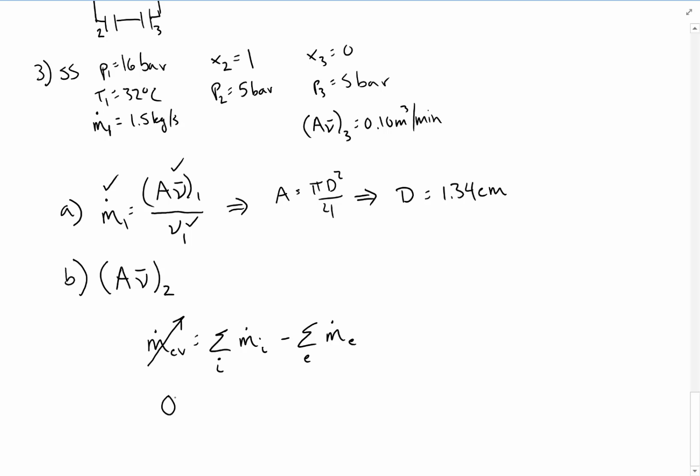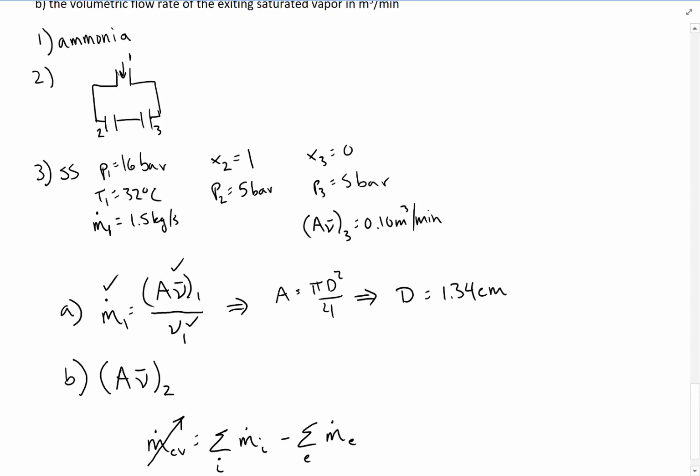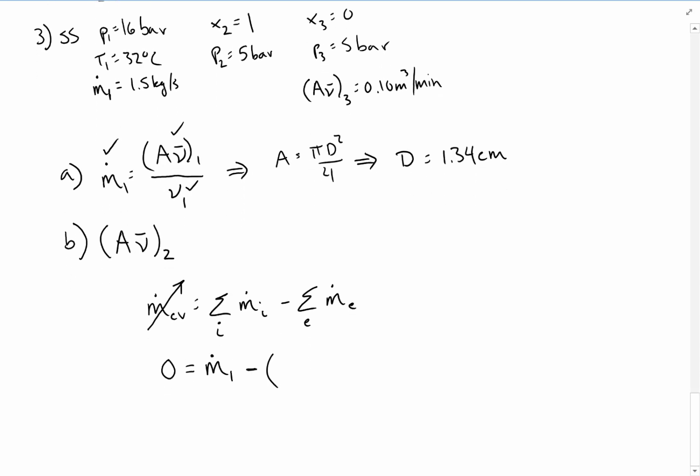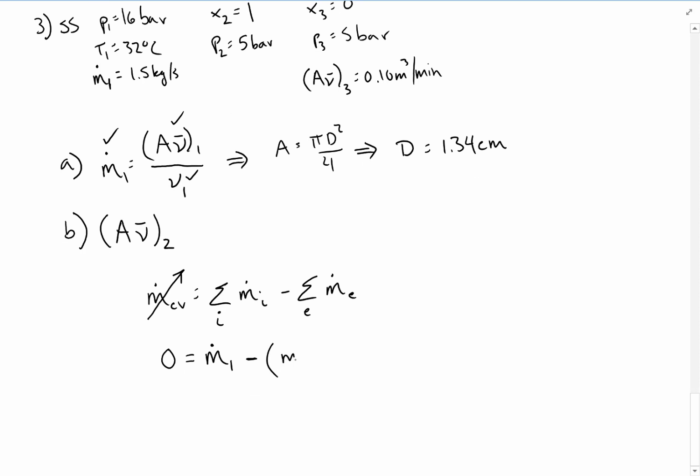So 0 equals the sum over the inlets. How many inlets do we have? Well, we only have 1. So there's only one term in that summation, and it's m dot 1, because inlet 1 is the only inlet. Minus the sum over the exits of the mass that's leaving. We have 2 exits, so we need to add the mass flow rate at each of those 2 exits. Okay, we know m dot 1, but that's all we know so far.